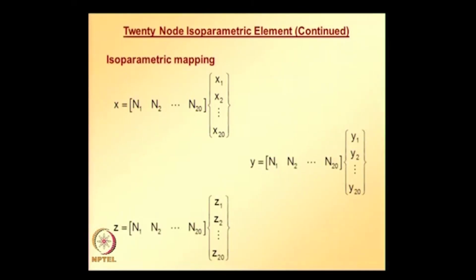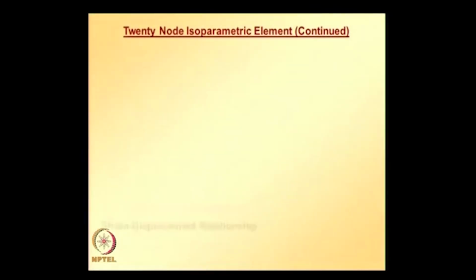similar to that we did for earlier elements, except that the dimensions of these vectors are going to be increased because there are 20 nodes. So, once we have isoparametric mapping expressions, we can easily find partial derivative of x with respect to R, S, T, y with respect to R, S, T, z with respect to R, S, T for subsequent use in strain displacement relations.